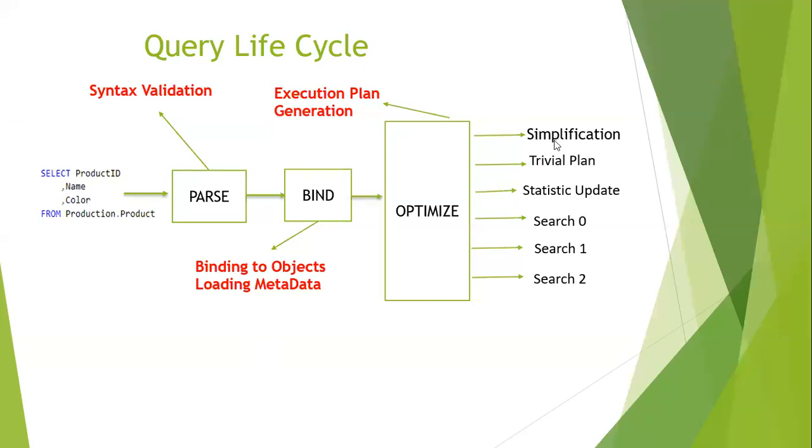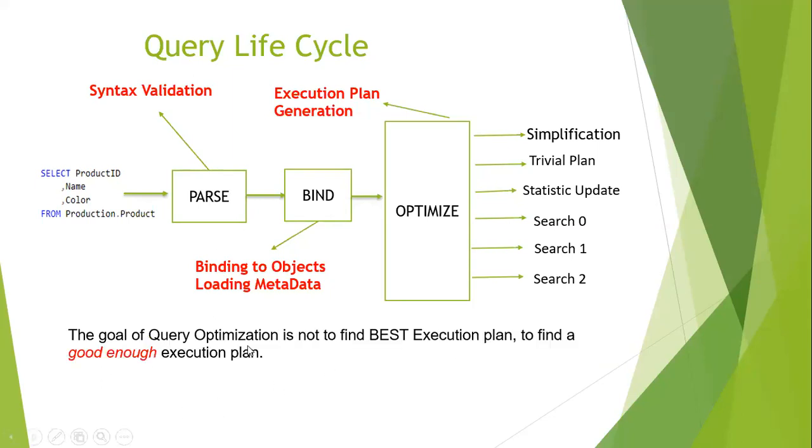Good. So it will validate the simplification of the query and generate a trivial plan, and it checks whether the statistics are up to date, whether the table has indexes and where indexes can be utilized or not. And it performs different searches, right? N number of searches, I would say. It is not a simple process of generating a plan. It checks N number of searches internally to find an optimal plan for the query, right?